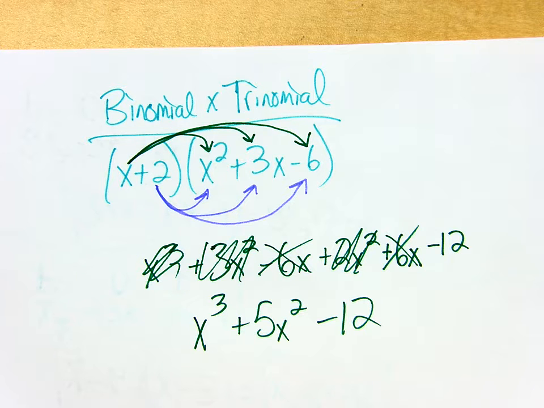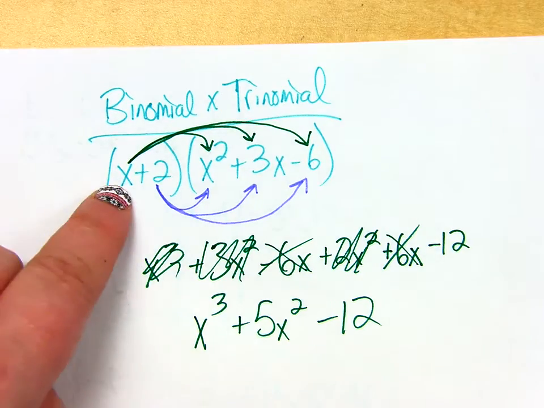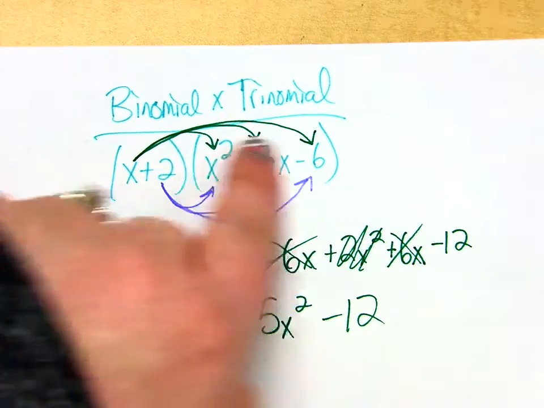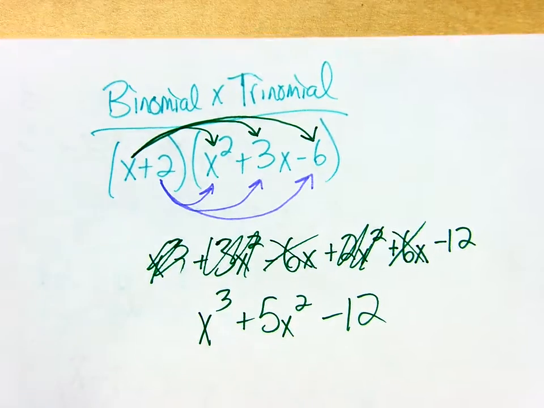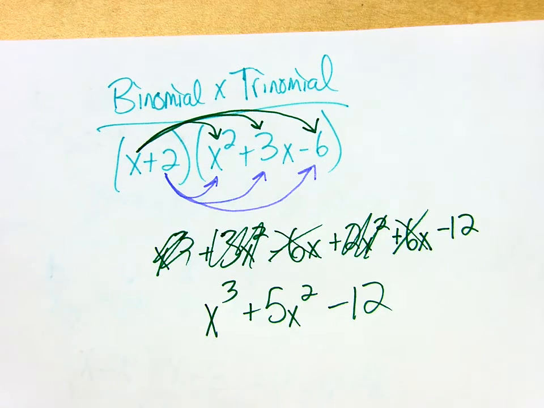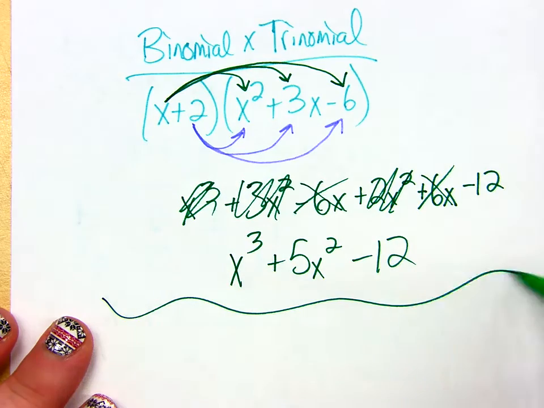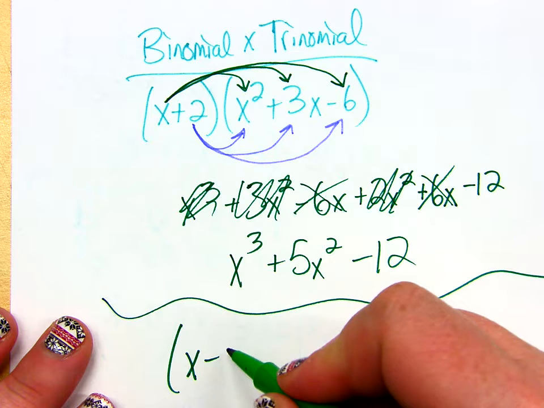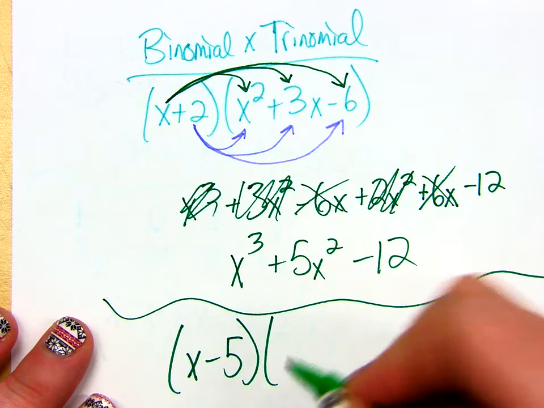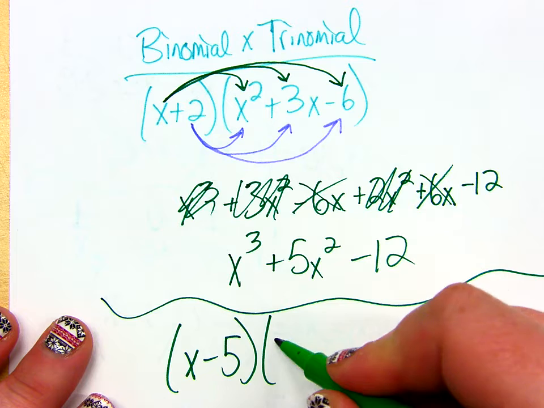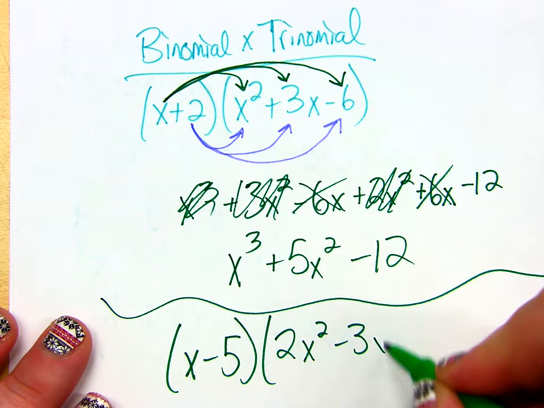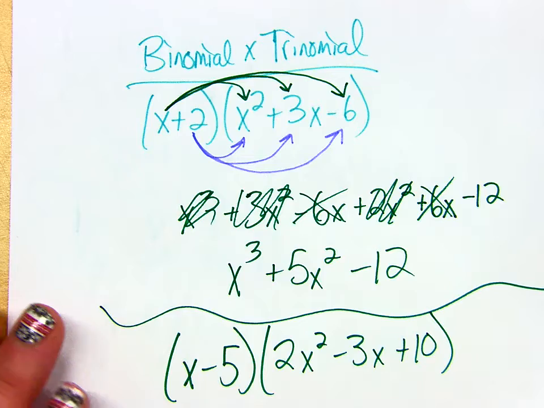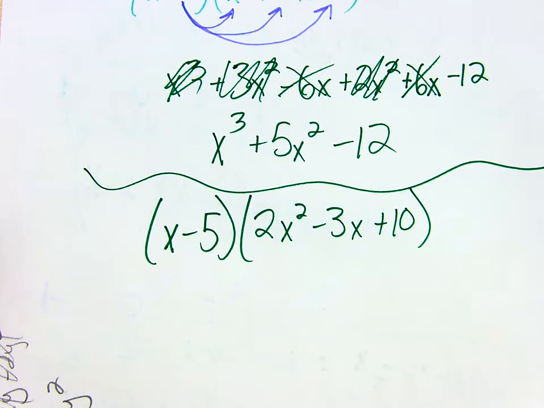So if you have a binomial times a trinomial, you just have to distribute 2 times. The first term times all of that, and the second term times all of that. And the same is true if you have a trinomial times a trinomial. You have to do all 3 times all 3. So let's do one more like this. Let's do x minus 5 times 2x squared minus 3x plus 10. Try that one for me.